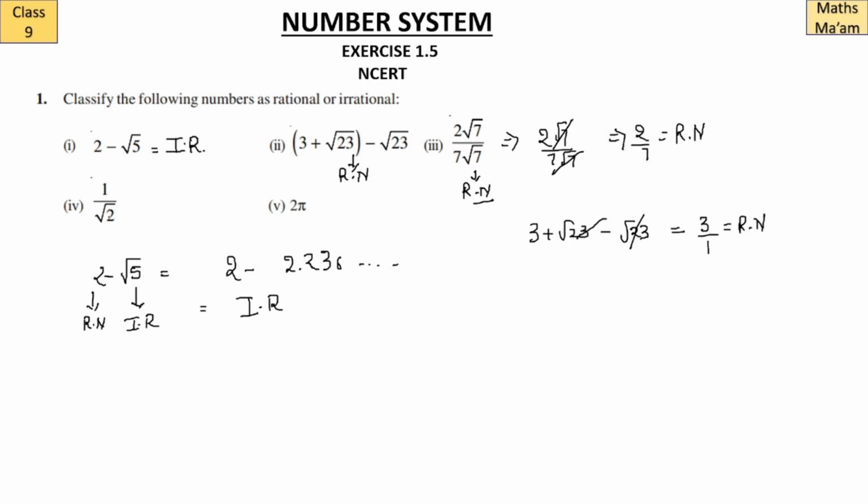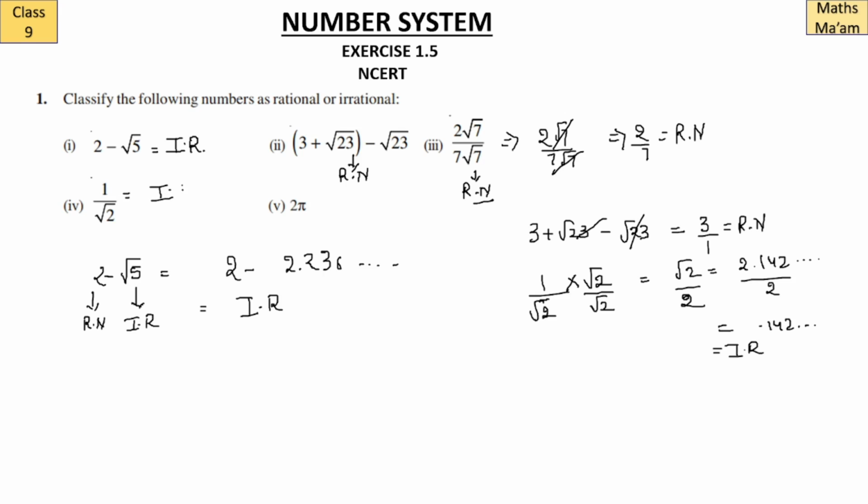Next is 1 by root 2. If we rationalize the denominator, that means we multiply the numerator and denominator with the same number, we get root 2 by 2. Now, as we know, the value of root 2 is non-terminating, non-repeating, like 1.414 and so on, and when we divide by 2 we get 0.707 and so on, which is an irrational number. So this option is irrational.